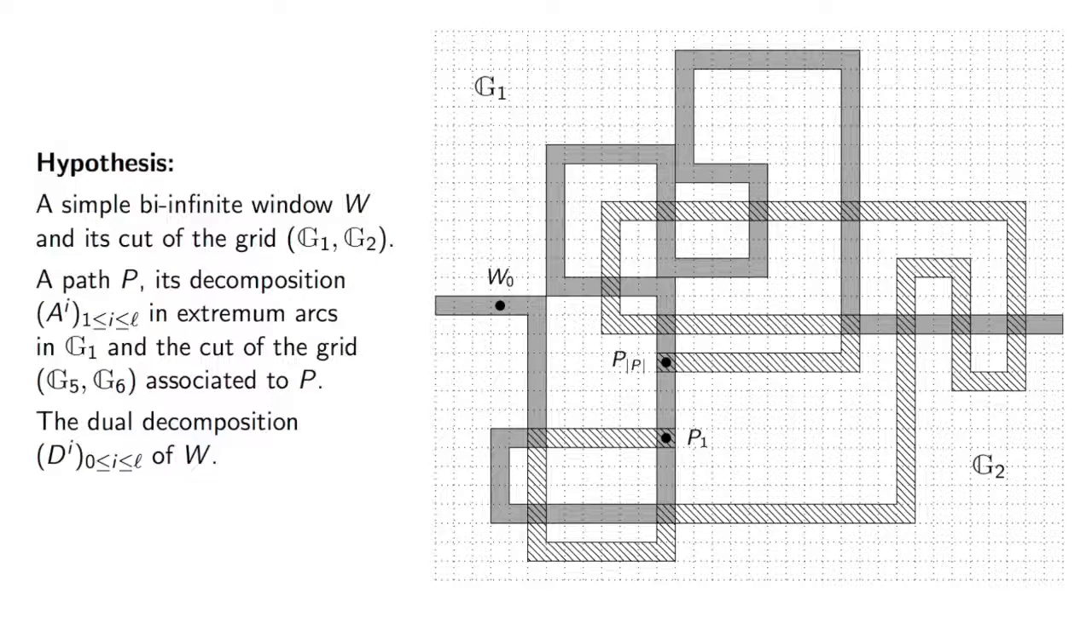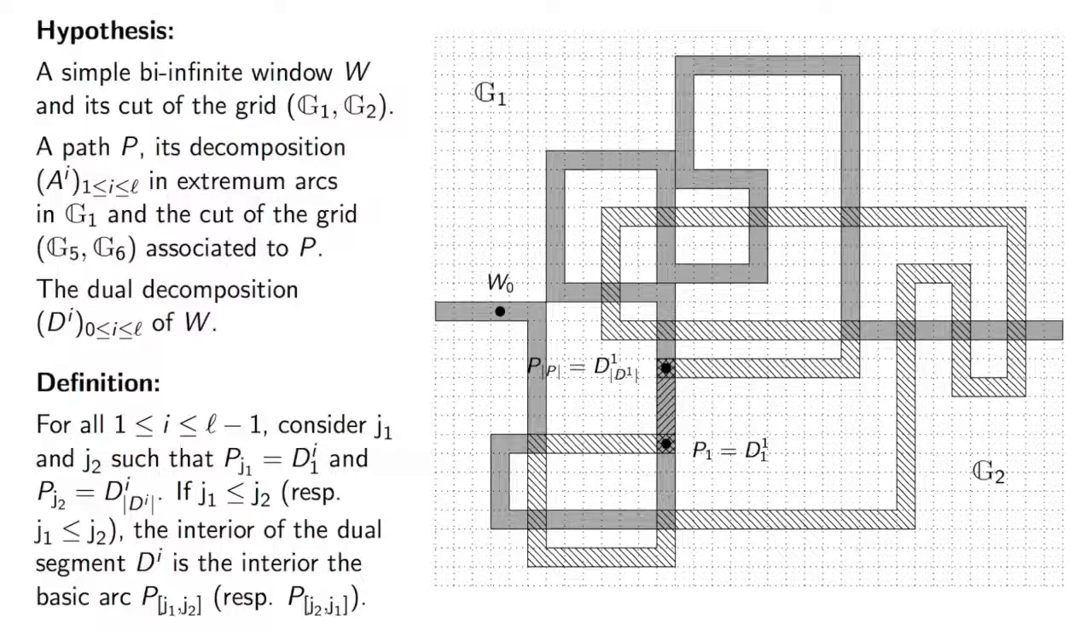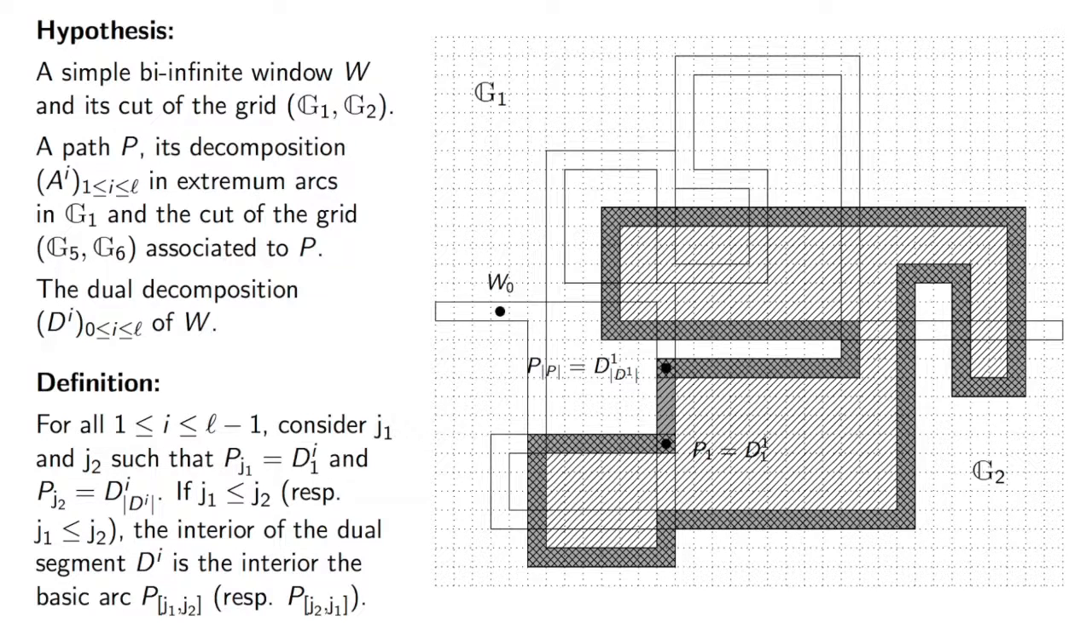Now we extend the definition of interior to dual segments. Consider a finite dual segment DI, thus I is between 1 and L-1. Then there exist two indices J1 and J2 such that Pj1 is the first position of the dual segment DI and Pj2 is the last position of the dual segment. Then the segment of P from J1 to J2 is basic. The interior of the dual segment DI is the interior of this basic segment of P. In this example, we consider the dual segment D1. In this special case, the interior of D1 is the interior of the path P. Here we have drawn a window W in white, the window of the interior of D1 is in gray and the interior of D1 is hatched and the path P is hatched in the other direction.